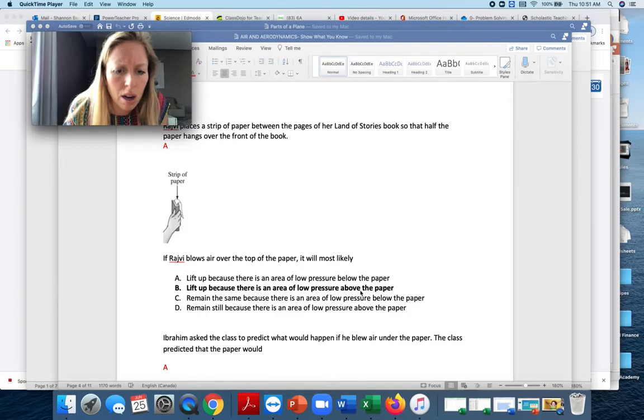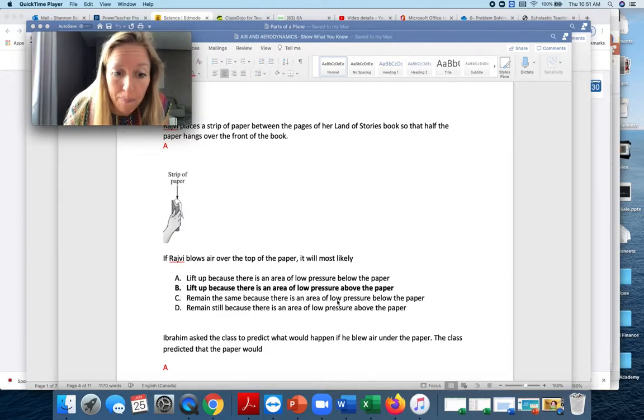Is that right? Air will lift up because of the low pressure above the paper. Oh yeah, of course it's low pressure above the paper. Sorry, it's fast moving air, right? She's blowing the air quickly over top of the piece of paper, which is creating the low pressure. The high pressure underneath is creating the lift. So that is the correct answer.